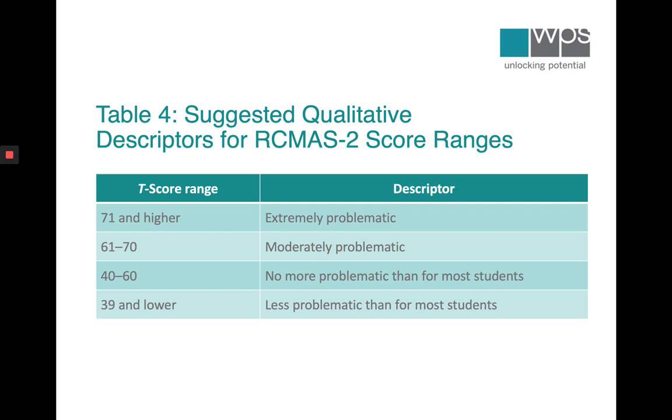Now, what's nice about the RCMAS-2 scoring descriptive ranges is instead of using average, above average, or below average, the quote-unquote average range is described as no more problematic than for most students. So, indicating that most children have some anxiety, but what they're experiencing is no more problematic than for most students. It has moderately problematic or less problematic than for most students.